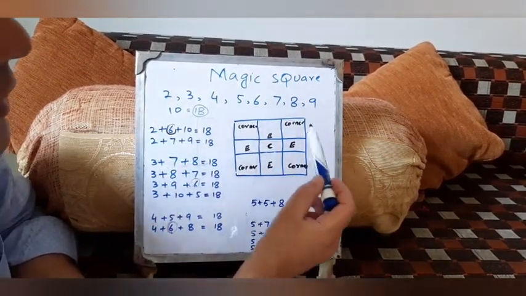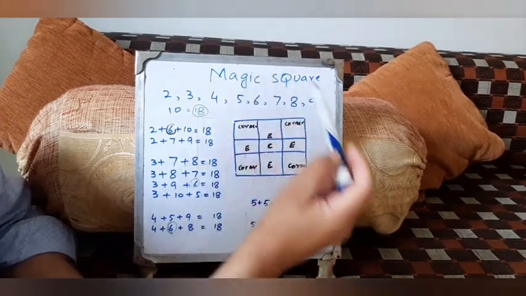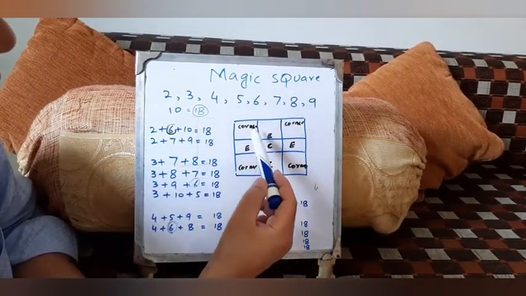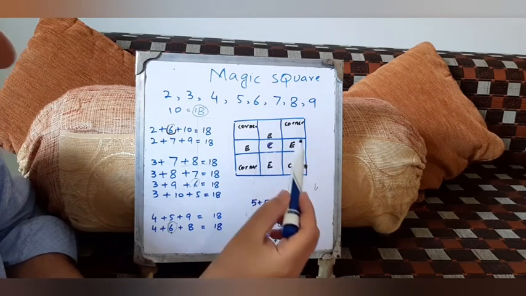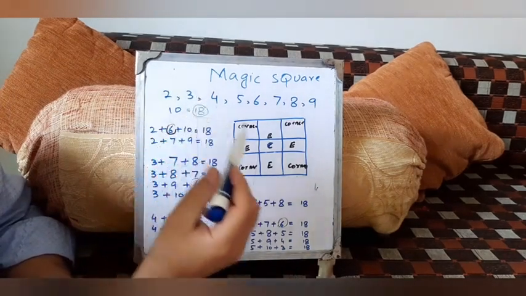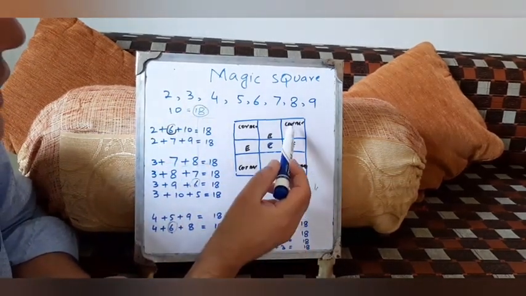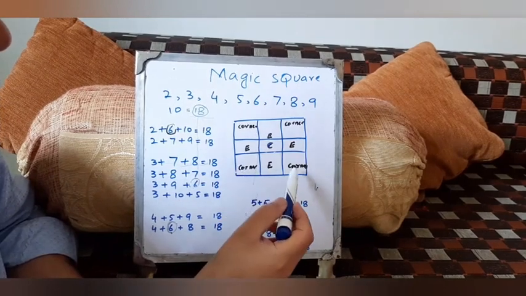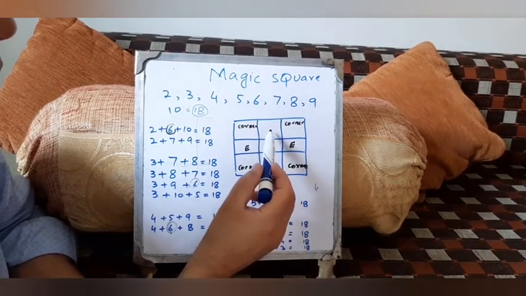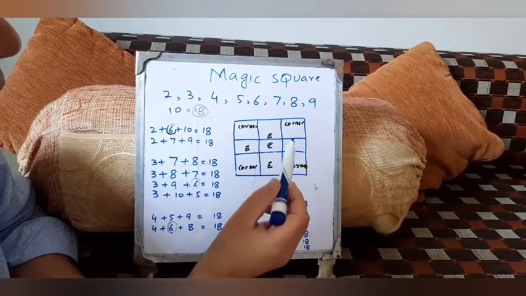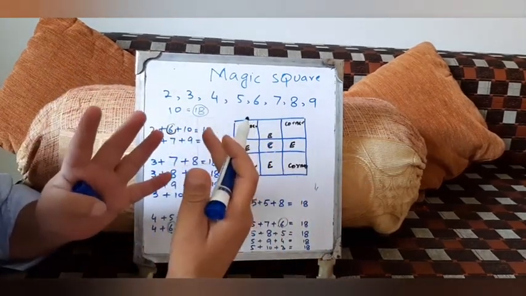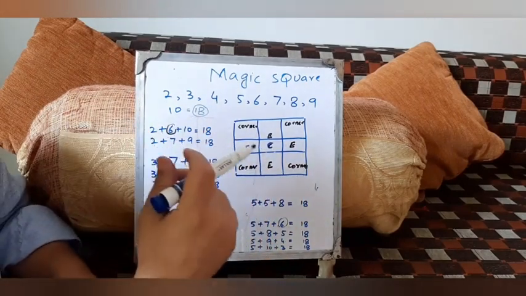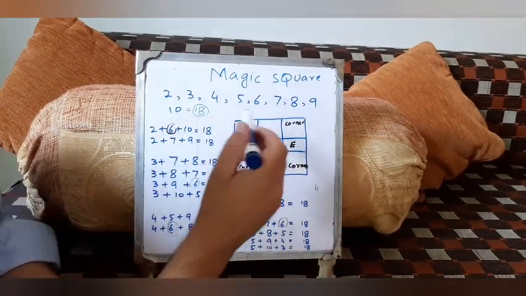Okay, so this is a square, you see? And there are different parts of the square. This is the center of the square, and we are indicating it by this letter C. And these are the corners of the square. And these are the edges of the square. So that's the distribution of the parts of the square. You should remember these parts.